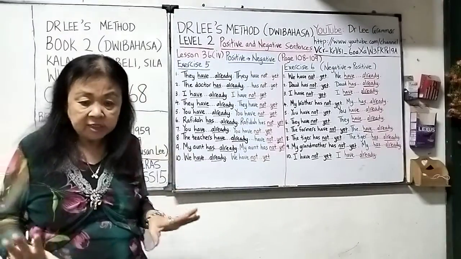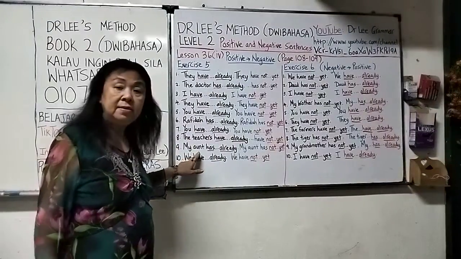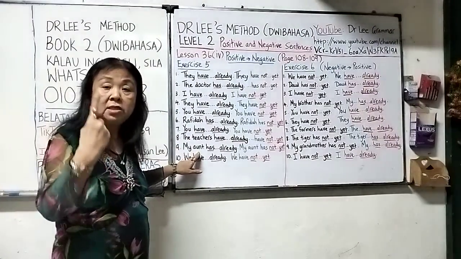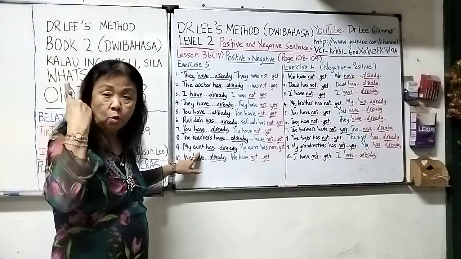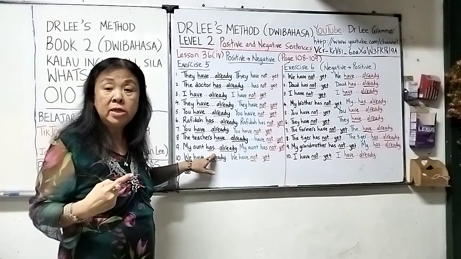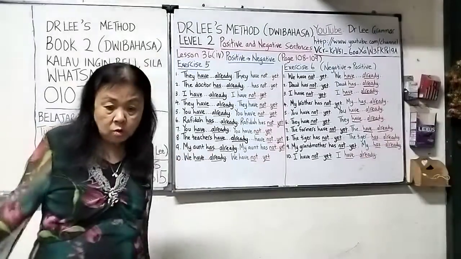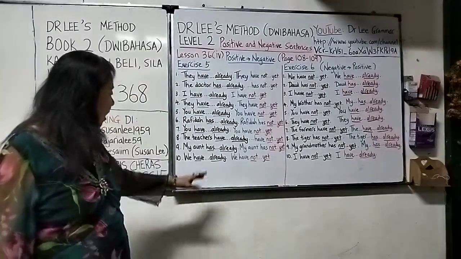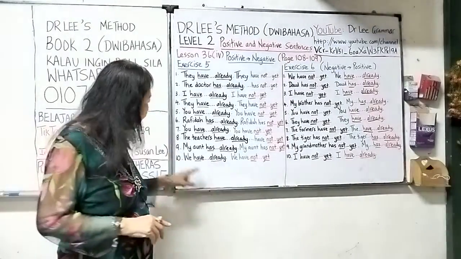My aunt has cooked the food already. My aunt is one person. It means she. Remember, one person, one animal, one thing, one place: the verb needs to have S. So, my aunt has cooked the food already. Answer, my aunt has not cooked the food yet.